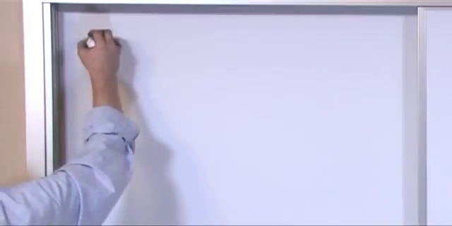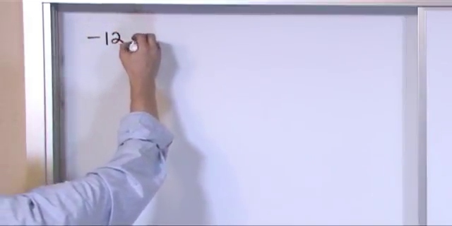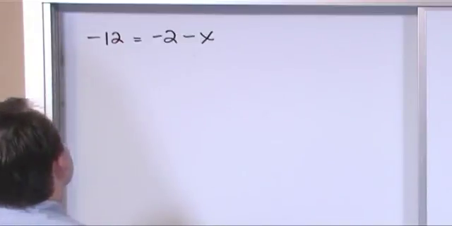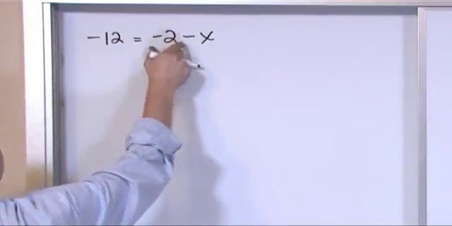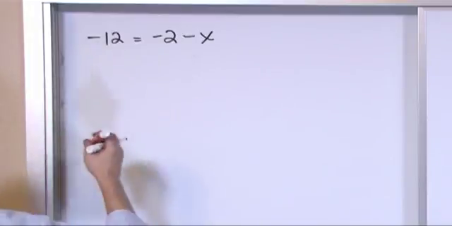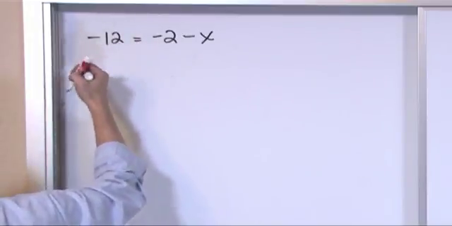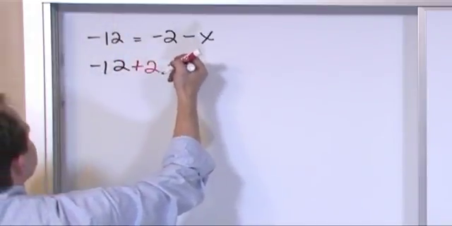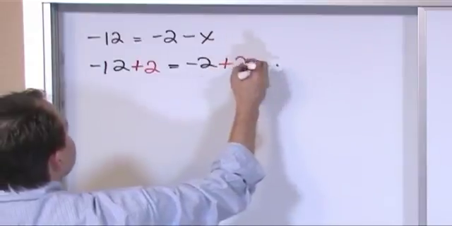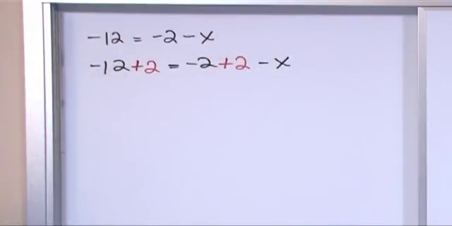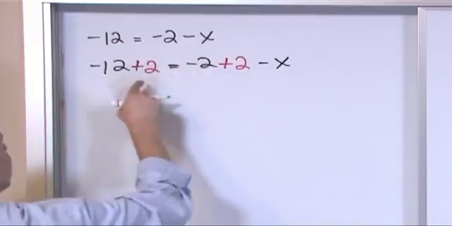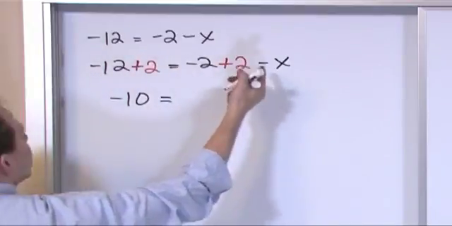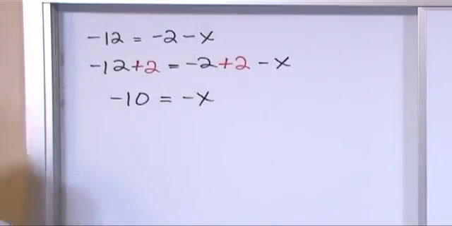All right, now let's say we have negative 12 equals negative 2 minus x. We have the same thing we want to do, no different. We want to get x by himself, so let's work on getting this negative 2 over here. So we're going to add 2 to both sides because we're going to do the opposite. So we'll have negative 12, we're going to add 2, is equal to negative 2, I'm going to add 2 to this side, minus x. Just add 2 to both sides. That's going to get rid of this, but on the left-hand side we'll have negative 10 is equal to, over here we'll have negative x.